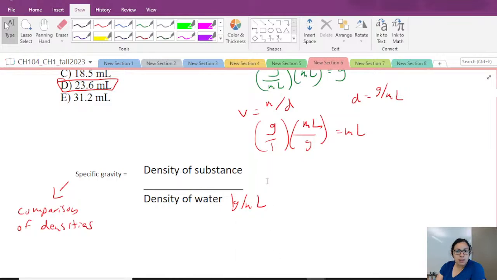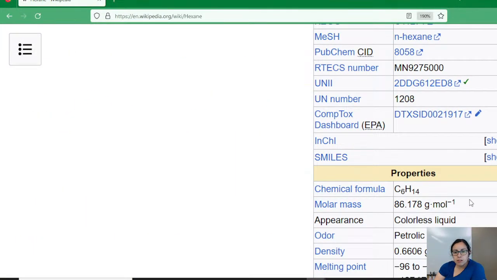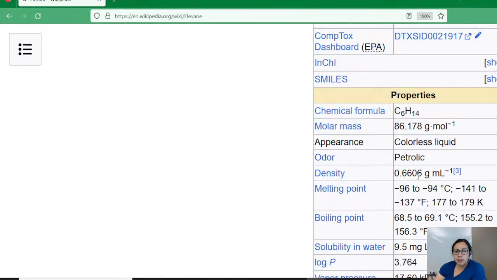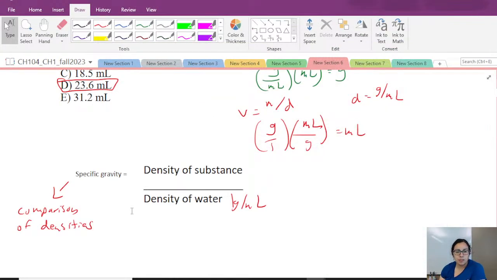And so let's just take an example. And so let's look up hexane. So we can look at a substance, figure out its density. So its density of hexane is 0.6606 grams per milliliter. So hexane.